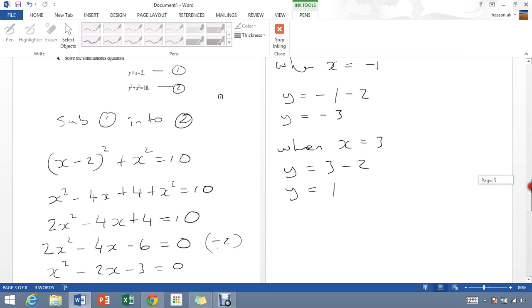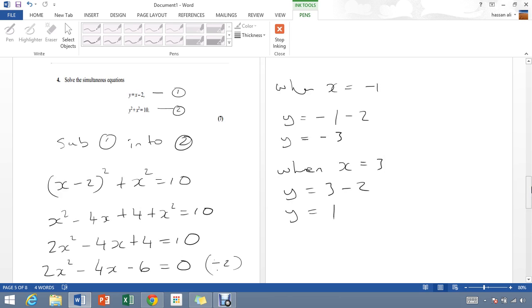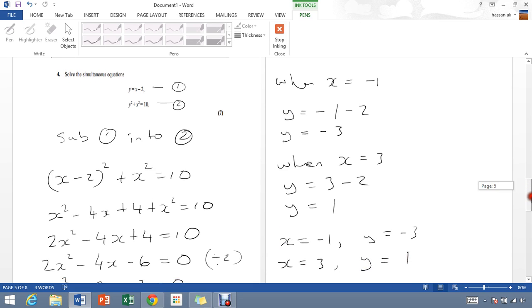Obviously your work will be in this section here. Just write down in a neater way what you're doing, especially for the examiner. So when x is equal to minus 1, you're just showing what you're doing, and then you can finalize or summarize your answers by saying x is equal to minus 1, y will equal minus 3, x is equal to 3, and then y will equal 1. And those will be your final answers, okay?